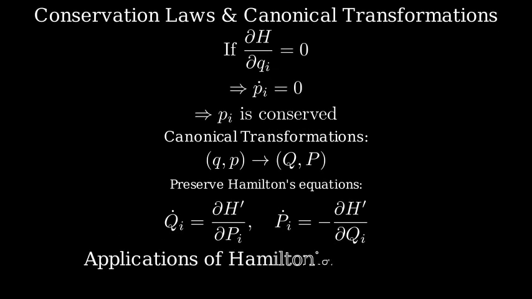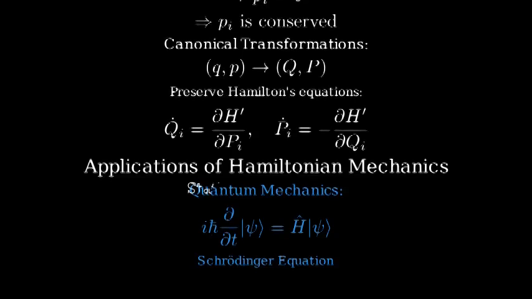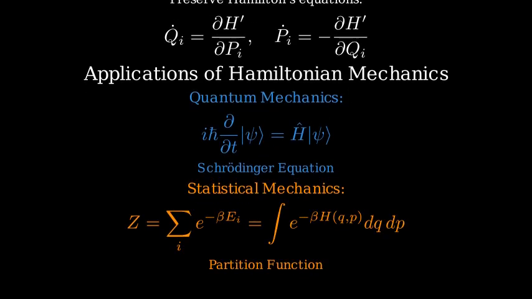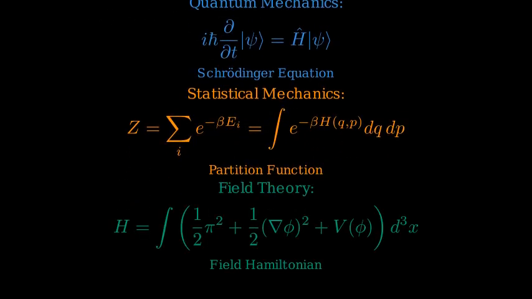The Hamiltonian formulation is not just an elegant mathematical framework. It has profound applications in many areas of physics. In quantum mechanics, the Hamiltonian operator directly gives us the energy levels of a quantum system, and the Schrödinger equation can be seen as a quantum version of Hamilton's equations. In statistical mechanics, the Hamiltonian helps us understand the statistical properties of large systems. And in field theories, the Hamiltonian formulation provides a pathway to quantizing fields, which is fundamental to quantum field theory.